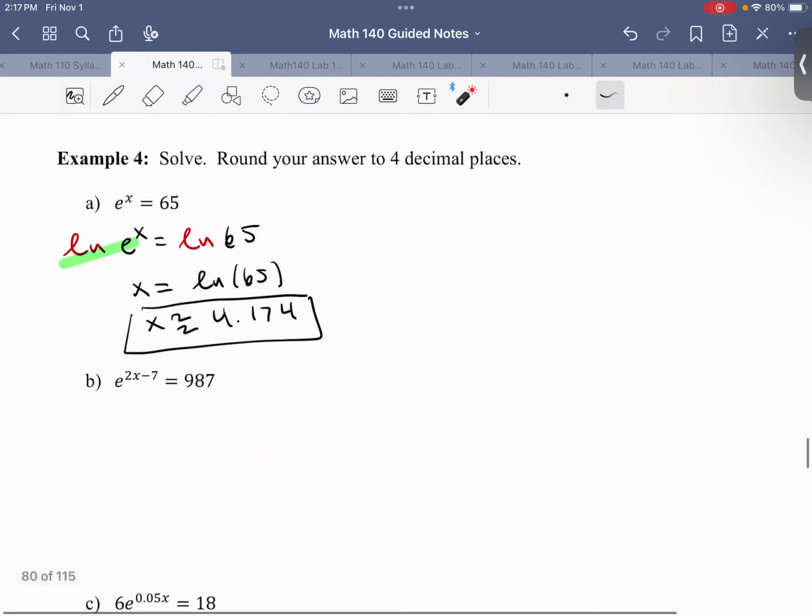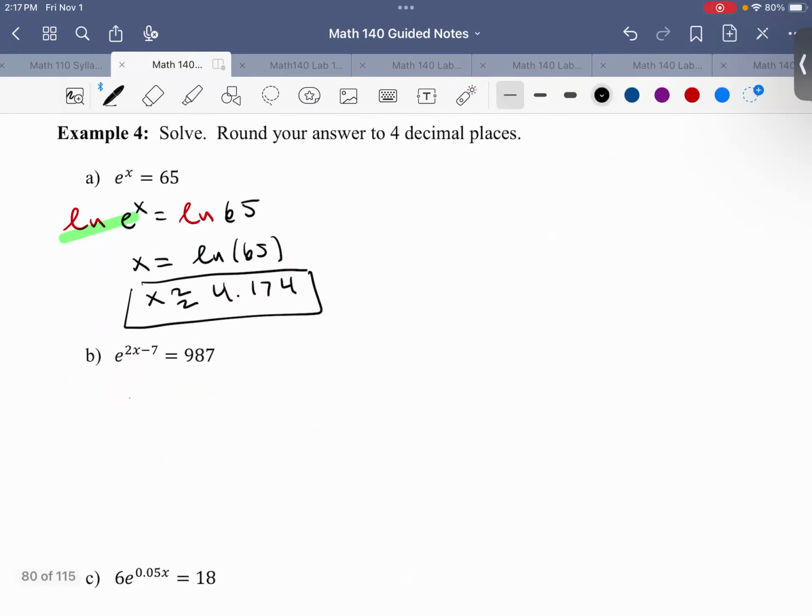So let's go ahead and try another example. So I have e to the 2x minus 7. Same thing, I need to get this x out of this exponent, so I'm going to take the natural log of both sides. Okay, and once again, the natural log and e cancel out. So I'm left with 2x minus 7 equals natural log of 987.